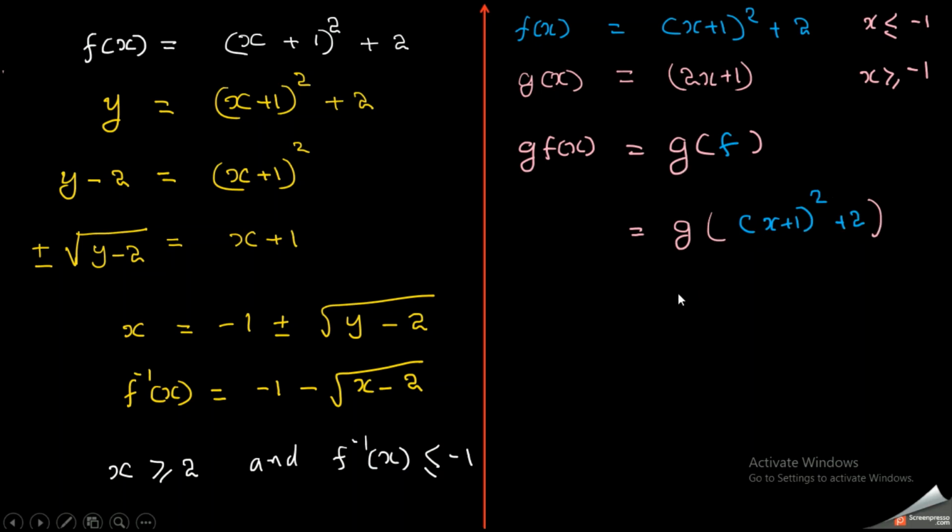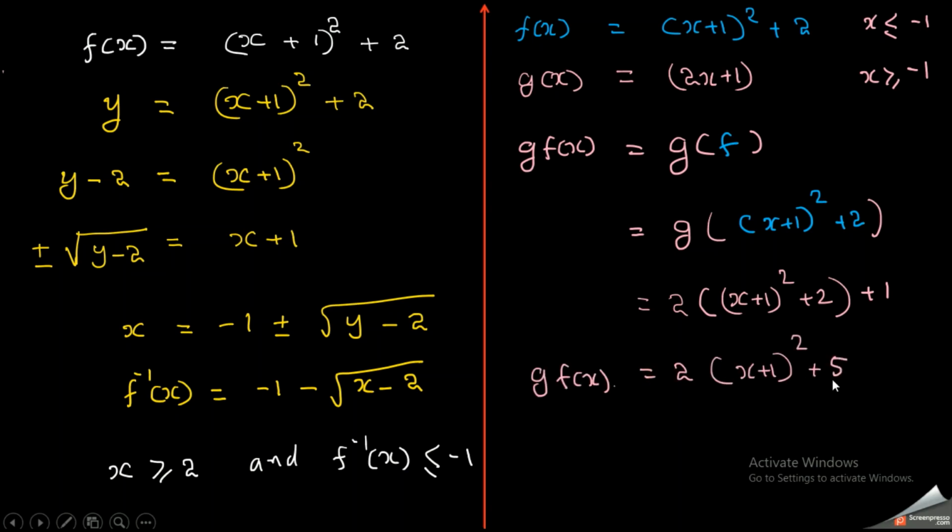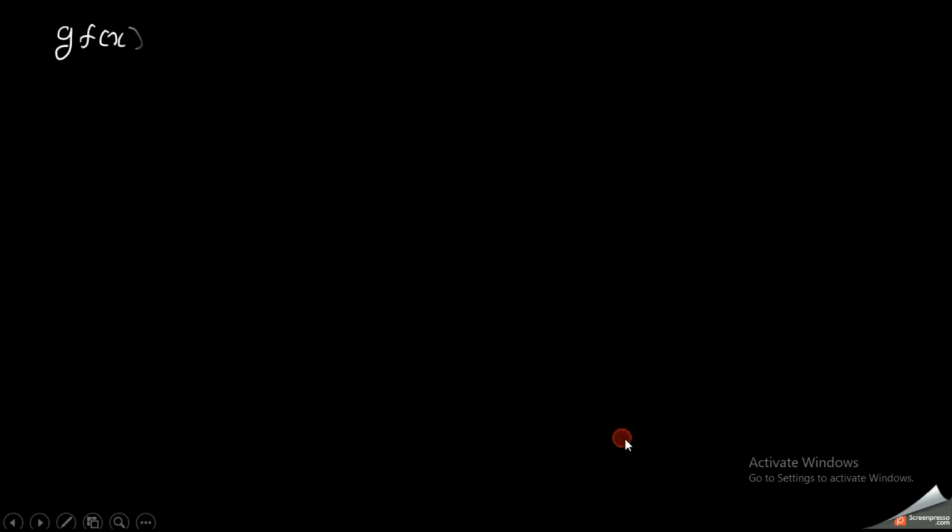So 2 times (x squared plus 2) plus 1. You can open this bracket: 2x squared plus 5. So gf(x) is 2x squared plus 5. This is what they wanted. Let's move on. They have given gf(x) is equal to 13. We are supposed to find the x values at this point. So 2x squared plus 5 equals 13.